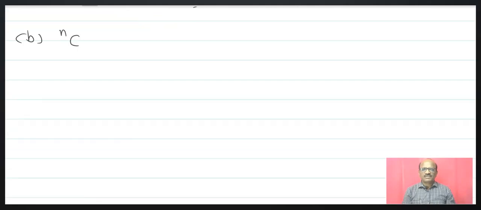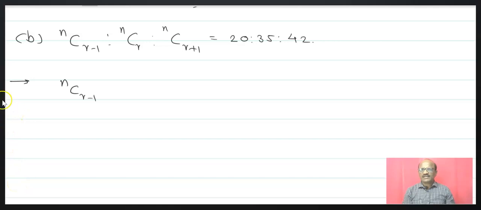The B part: nC(r-1) : nCr : nC(r+1) is equal to 20 : 35 : 42. Now find the value of n and r. Now we will take the first two, that is 20 : 35, and evaluate this.